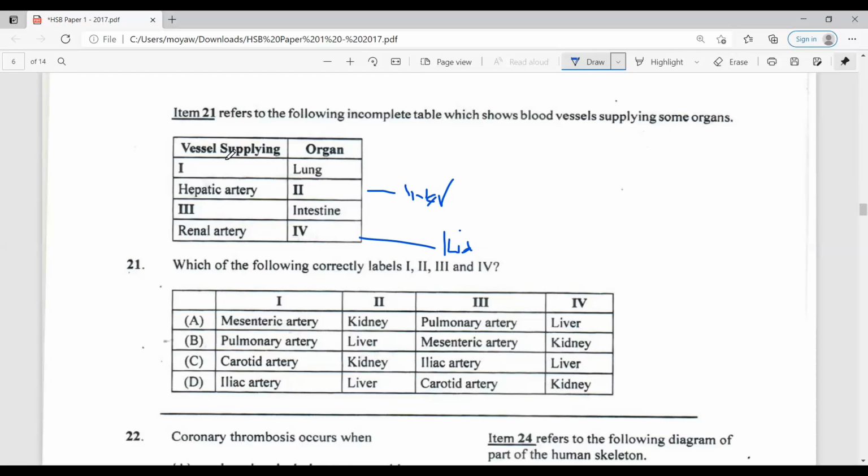So now we want to know what vessel is going to supply the lung, and then we want to also know which vessel is going to supply the intestine. The vessel that is going to supply the lung has to be the pulmonary artery. Remember, when blood leaves the heart, it leaves through the pulmonary artery and goes to the lung. So that's why B would have been the best choice, because 1 is the pulmonary artery, and then the intestine will have the mesenteric artery supplying it.